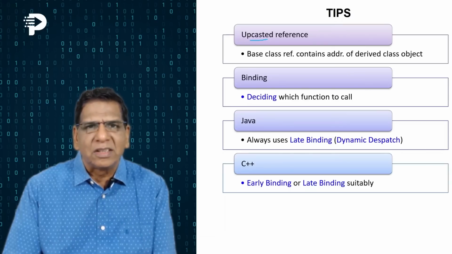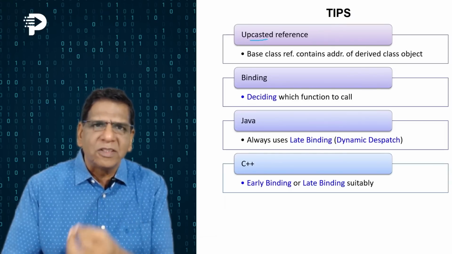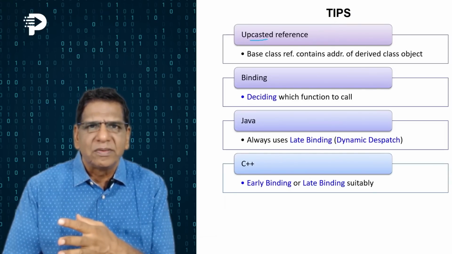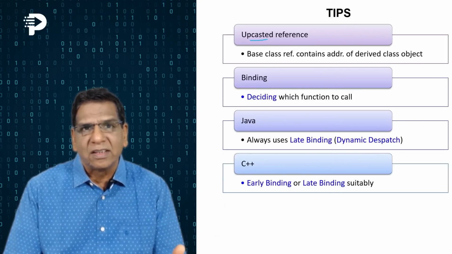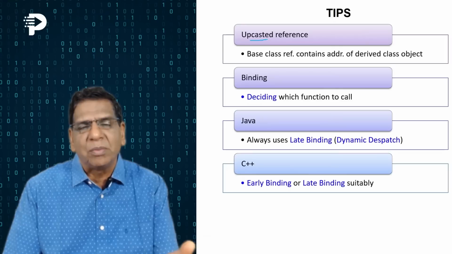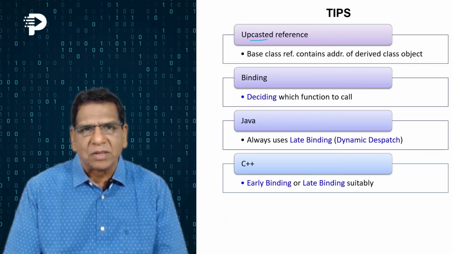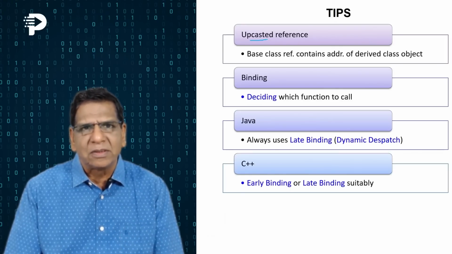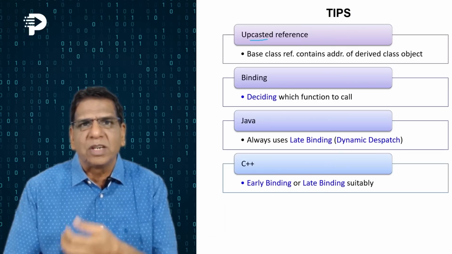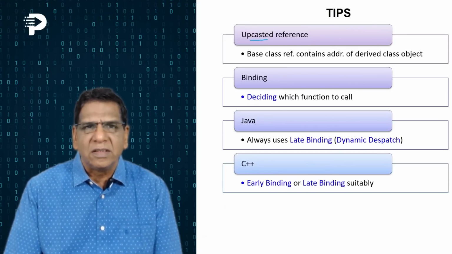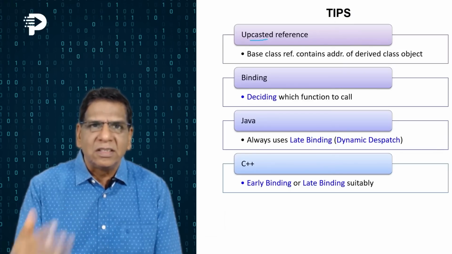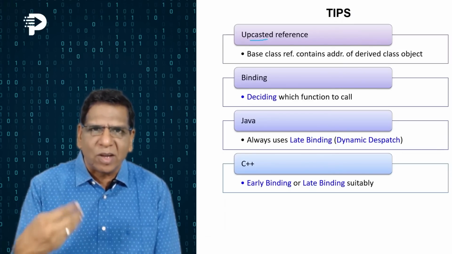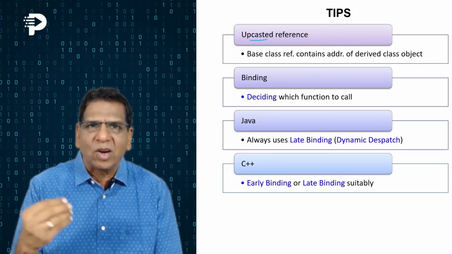For the simple reason that in Java all objects are always created on the heap, whereas in C++ you can also create them on the stack. So using the object you can make a call in C++, that's when early binding happens. But using a pointer to an object when you make a call in C++, that's the time when late binding happens.